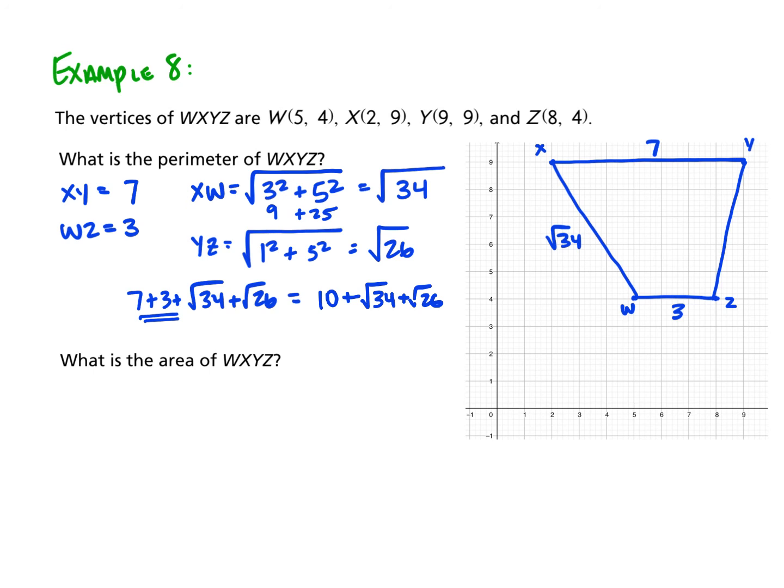So I'm going to grab my calculator. I'm going to do 10 plus the square root of 34 plus the square root of 26. And I'll get an answer that's about 20.9. So this is about 20.9.